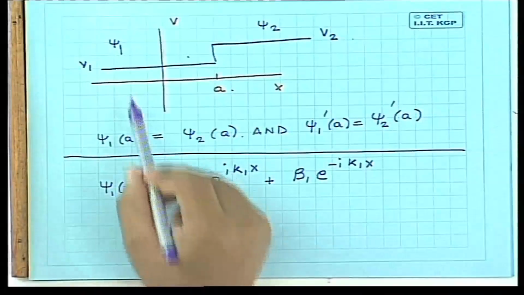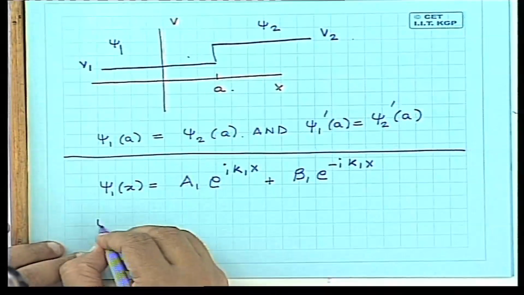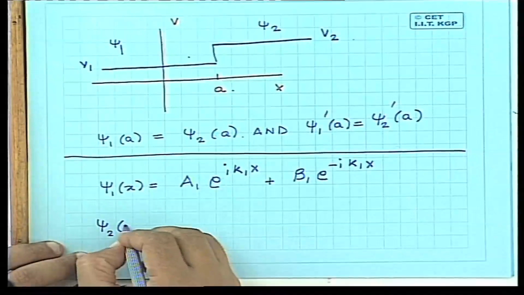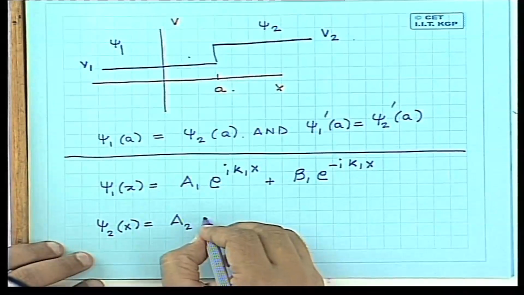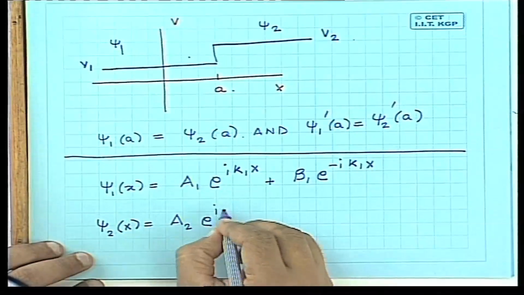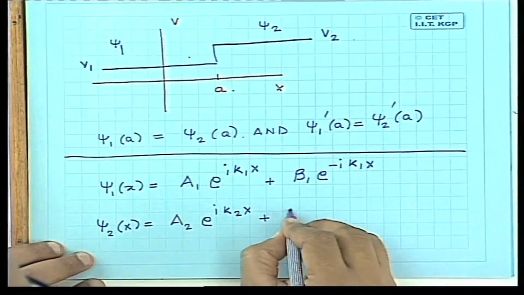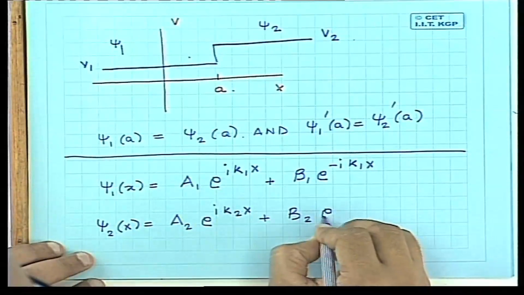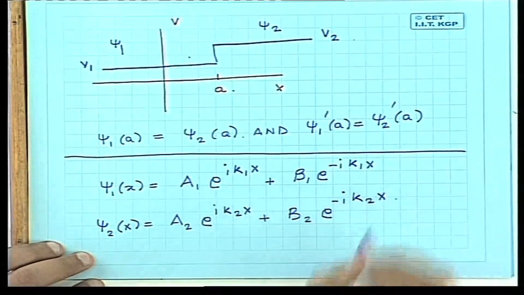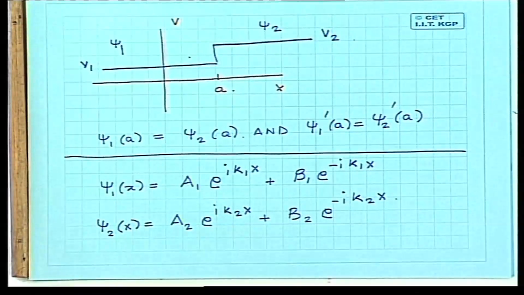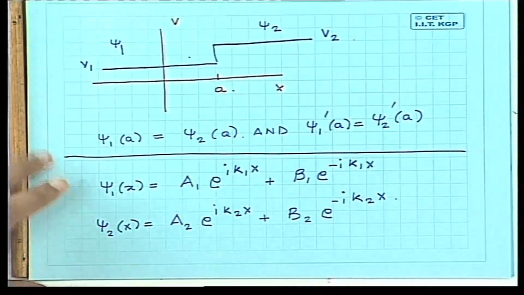So over here I have psi 1 is this, and on the right hand side I write psi 2 of x to be equal to a2 e to the power i k2 x plus b2 e to the power minus i k2 x. Now let us apply these two boundary conditions to these wave functions.